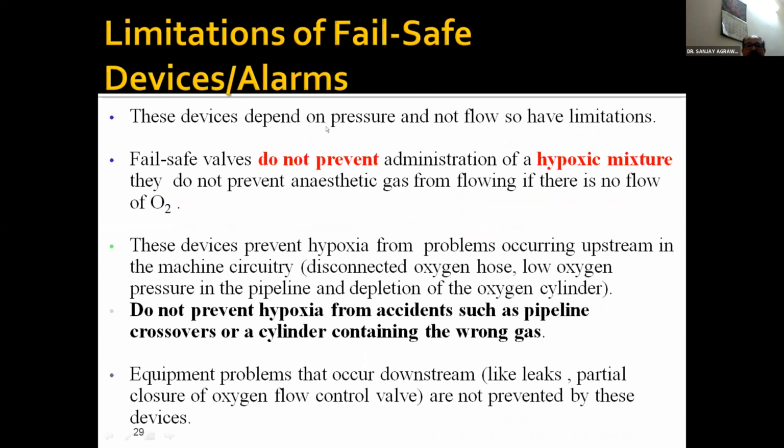Limitations of a fail-safe device, we should know. These devices depend on pressure and not flow, so they may have limitations. It does not prevent administration of a hypoxic mixture. These devices prevent hypoxia from problems occurring upstream in the machinery circuit, that is, a disconnected oxygen hose, low oxygen pressure in the pipeline, and depletion of the oxygen cylinder. It does not prevent hypoxia from accidents such as pipeline crossovers or a cylinder containing the wrong gas. An equipment problem that occurs downstream, like leaks or partial closure of the oxygen flow control valve, is not prevented by these devices. So we should also know the limitations of these devices.